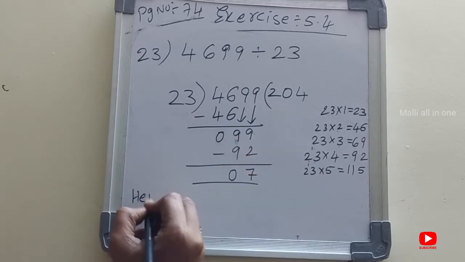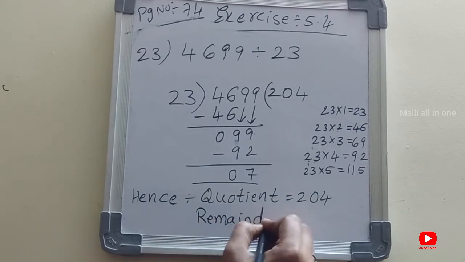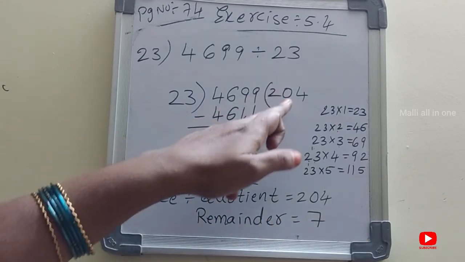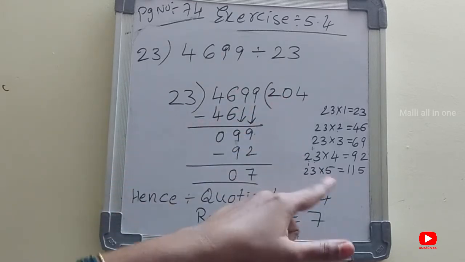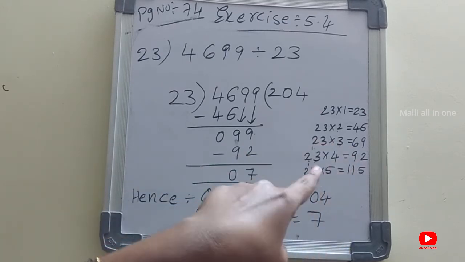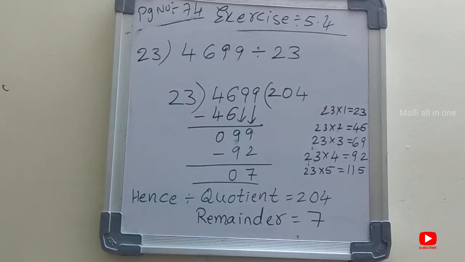9 minus 9, 0. Hence, quotient equals 204. Remainder equals 7. Understand, children? When you are taking one more digit directly, it means we have to write 0, that is a must. And when you don't know the 23 table, you have to multiply the 23 table like this. You have to maintain rough work like this. So, 24th sum.